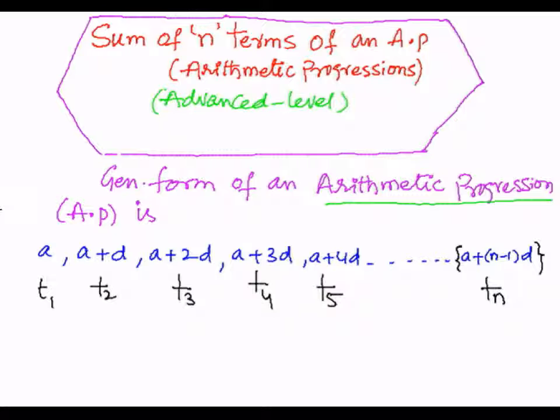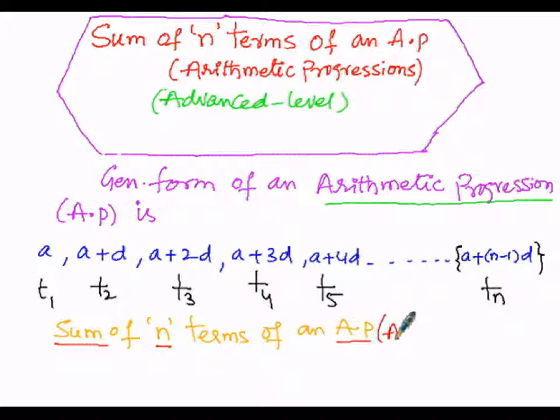Now let us write the sum of n terms of an AP. So here sum indicates the addition of all the n terms of the AP, that is arithmetic progression. So here we just have to add up all the terms of an AP of the general form.